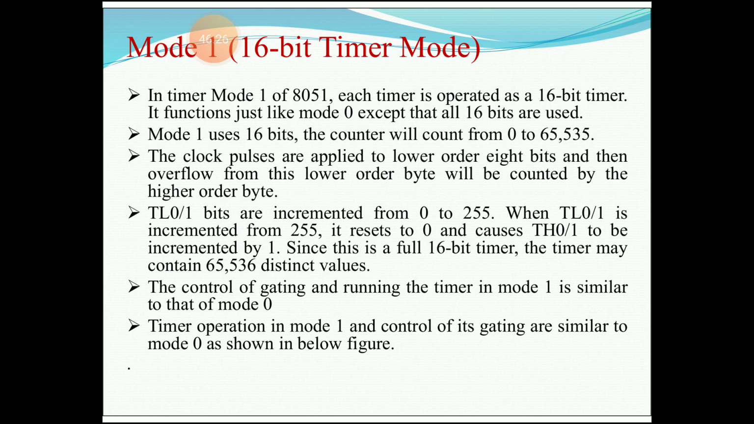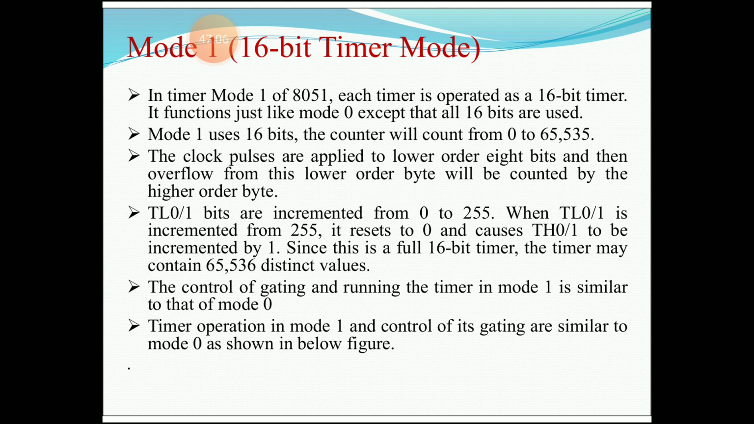Now let us see the mode 1 operation, that is 16-bit timer operation. In timer mode 1 of 8051, each timer is operated as a 16-bit timer. It functions just like mode 0 except that all 16 bits are used. Mode 1 uses 16 bits. The counter will count from 0 to 65,535. The clock pulses are applied to the lower order 8 bits, and then overflow from this lower order byte will be counted by the higher order byte.